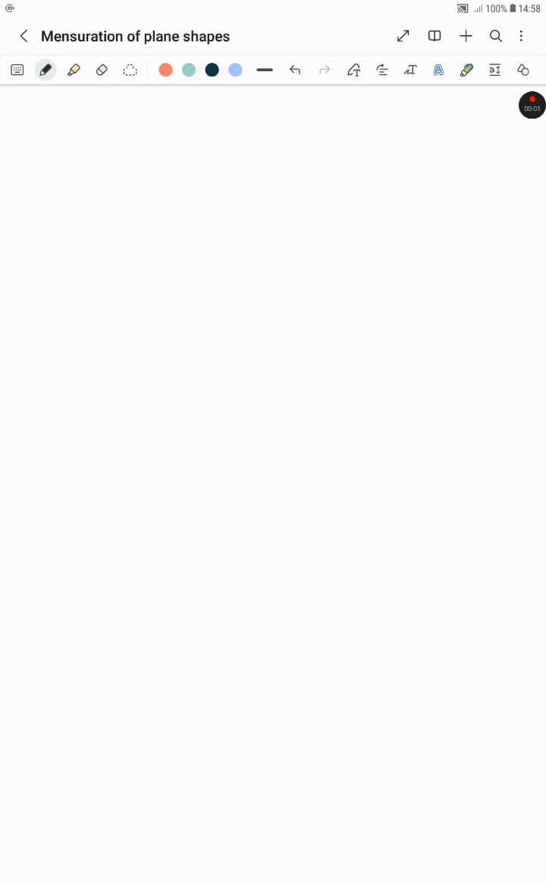Welcome to today's lesson. In today's lesson, we are continuing with mensuration of plane shapes. We'll start with a square.